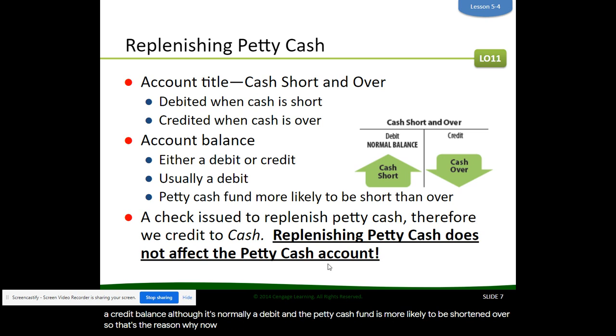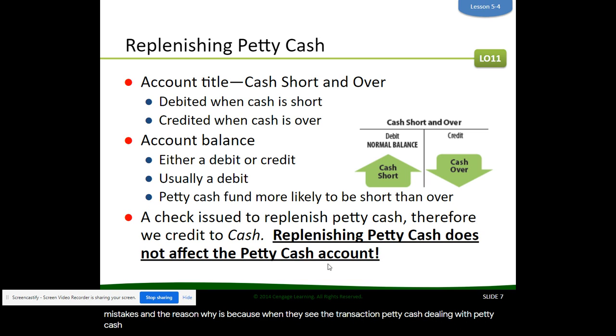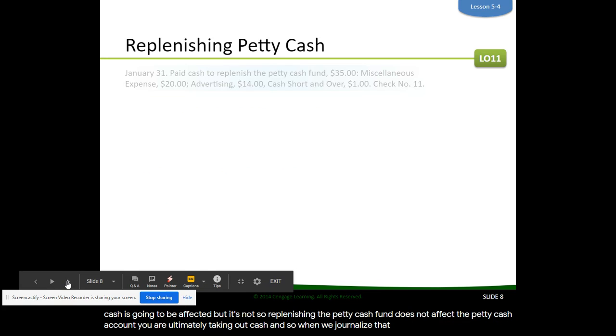Now, journalizing this transaction is a part where people tend to really make mistakes. And the reason why is because when they see the transaction dealing with petty cash, they think the petty cash account is going to be affected, but it's not. So replenishing the petty cash fund does not affect the petty cash account. You are ultimately taking out cash. And so when we journalize that, this is what it's going to look like.